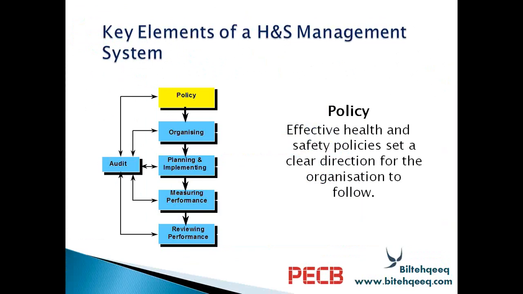So you can see the elements step by step. The first element is the policy. Effective health and safety policies set a clear direction for the organization to follow. Policies are basically guidelines, what to do and what not to do. These health and safety policies give direction to the organization, which it has to follow, on what we can do and what we cannot do.